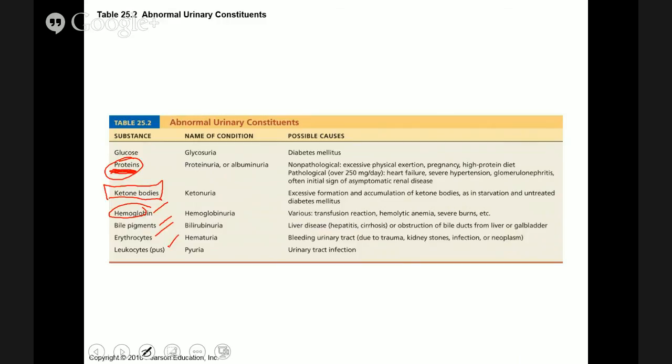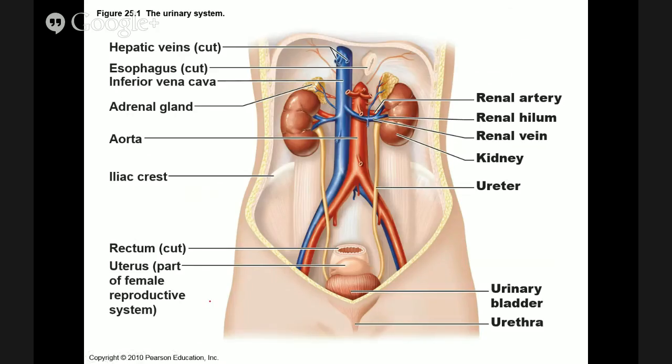Urine is sterile. If you ever see white blood cells or leukocytes, that's going to tell you that there's a urinary tract infection. The white blood cells are coming from the urinary tract itself. So the bladder, for example, would be where the white blood cells may be coming from.